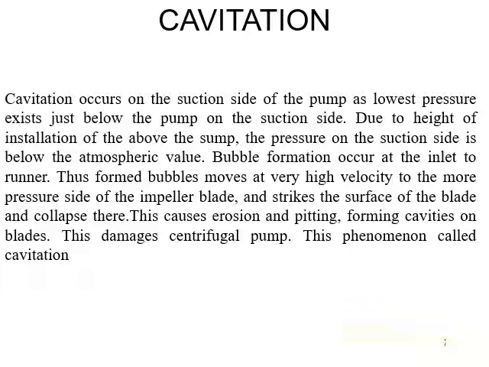Due to the height of installation above the sump, the pressure on the suction side is below the atmospheric value. Bubble formation occurs at the inlet, and then the bubbles pass to the runner. These formed bubbles move at very high velocity to the high pressure side of the impeller blade, strike the surface of the blade and collapse there. This causes erosion and pitting, forming cavities on the surface of the blades. This damage in a centrifugal pump is called cavitation.